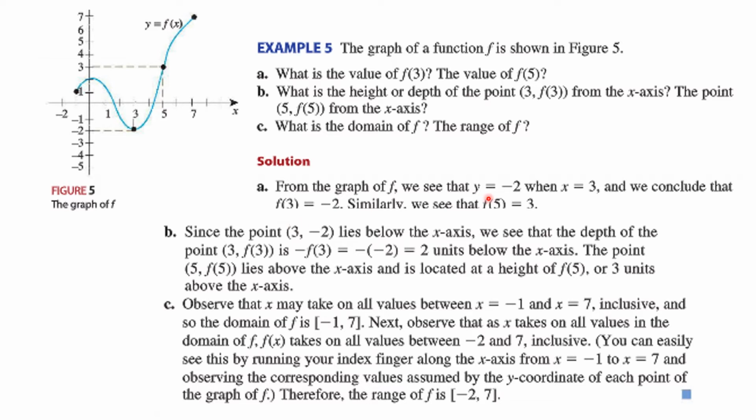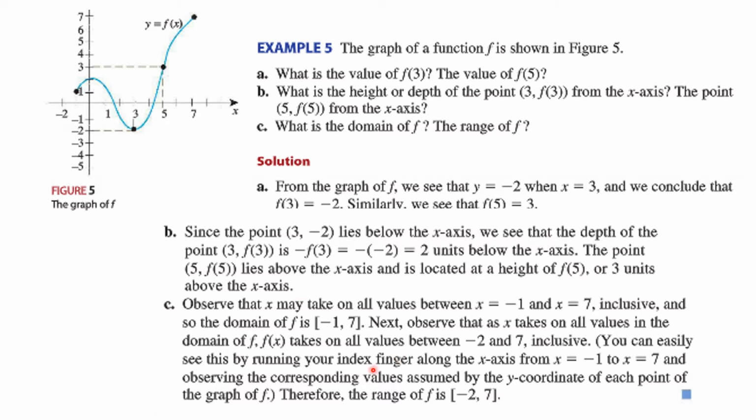Well, from the graph we can see that f of 3 is minus 2 and f of 5 is 3. And since the point (3, -2) is below the x-axis, the depth of the point 3, f of 3, is 2 units below the x-axis. And this point 5, f of 5, lies above the x-axis, and so it's located at a height of f of 5, or 3 units above the x-axis.